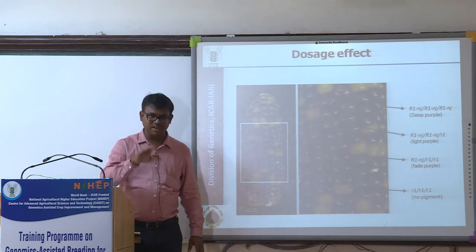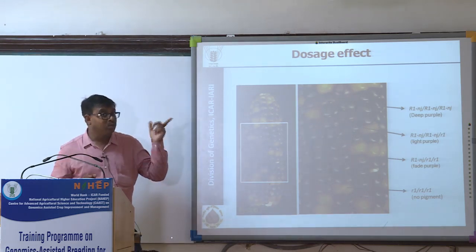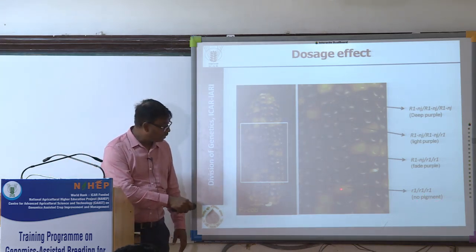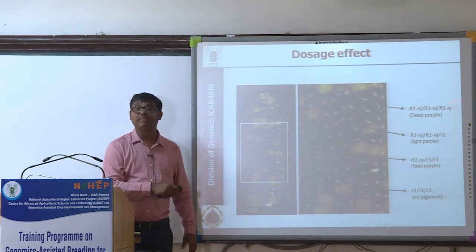Even in watercolor, you take black and yellow, mix, you will get black, right. So, that is what it is. Since anthocyanin is not there in small r1, r1 and r1, the carotenoids are expressed. So, this is an example of dosage effect.